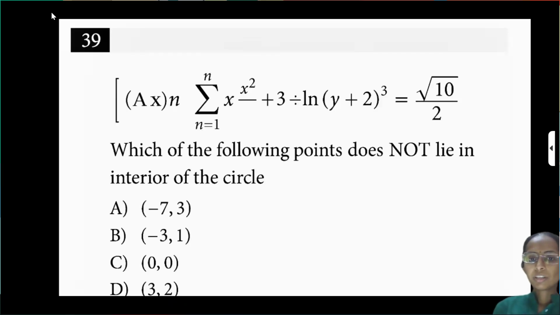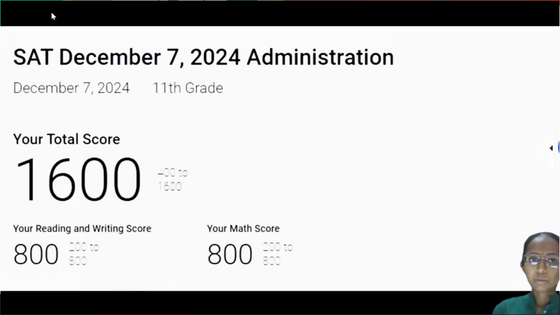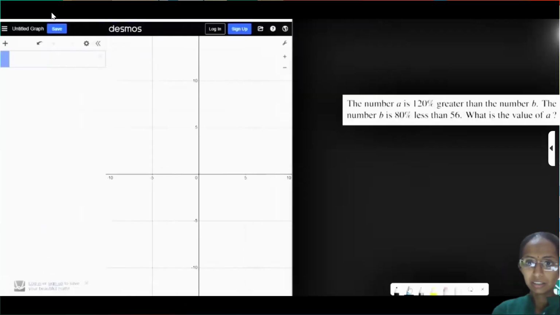Hello students, today we are going to see how we can use the Desmos calculator to solve such very difficult equations. This again can be solved in a fraction of a second with the help of the Desmos calculator. In the SAT, we have various questions.